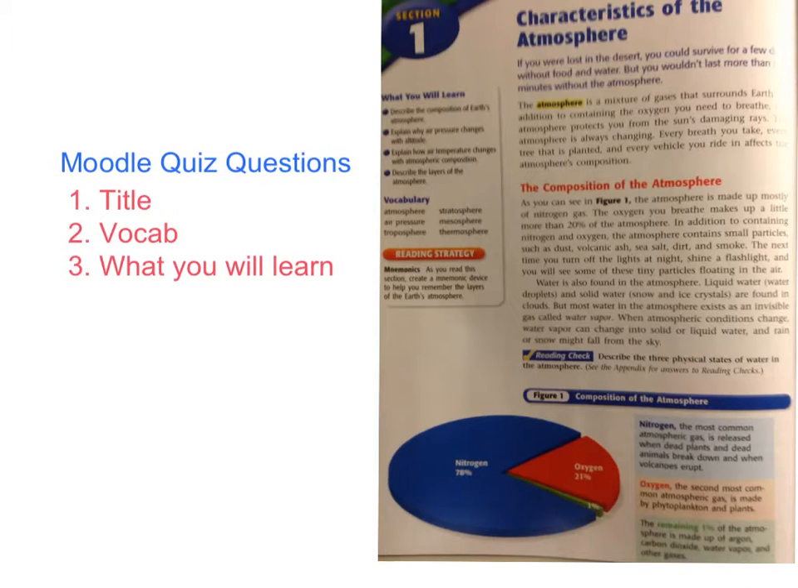On this page, you will answer questions 1, 2, and 3 on your Moodle quiz. Question 1 asks you about the title, question 2 about the vocabulary, and question 3 is about the What You Will Learn section of this textbook page. Pause the video until you are done answering these 3 questions on your Moodle quiz.